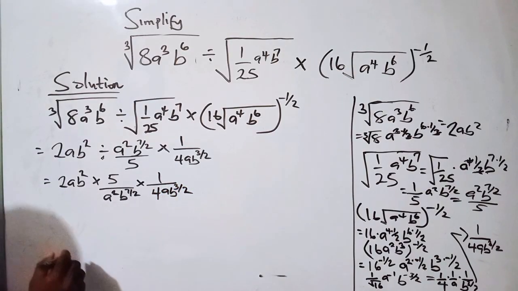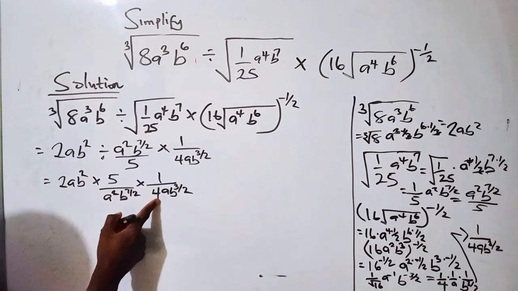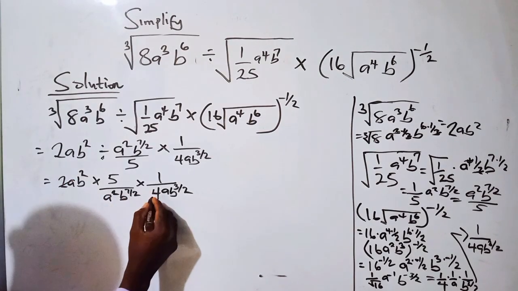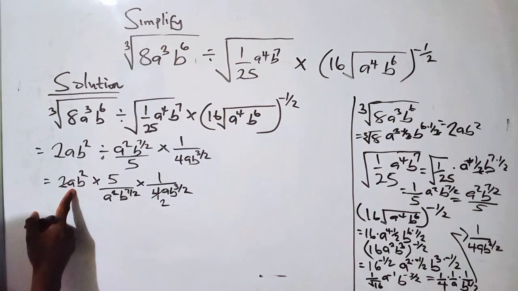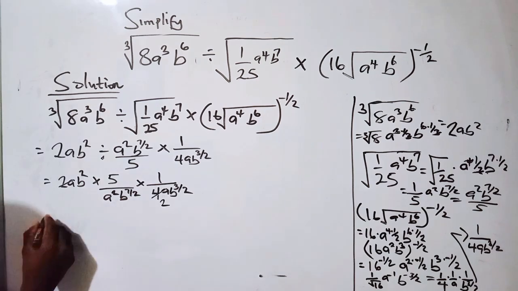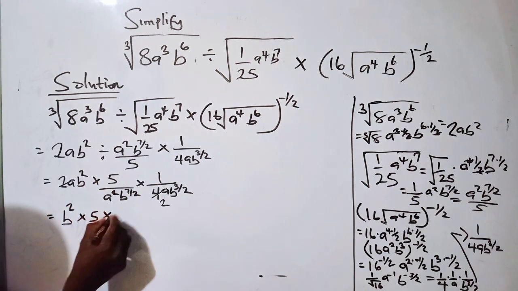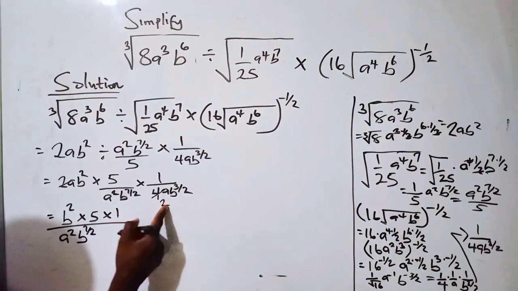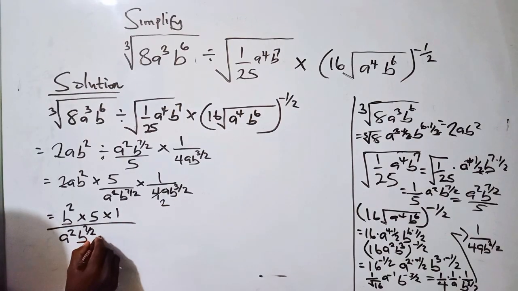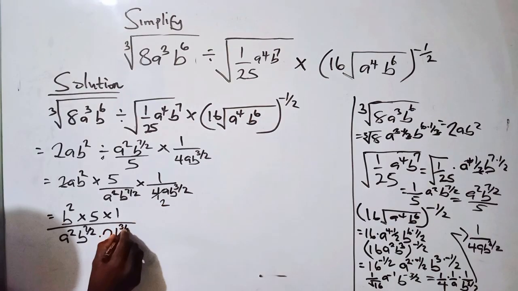So now we can simplify. So we have 2a, we have 4a, so this is how 2a is here. So we have this as 2. Now what do we have left? We have b squared at the numerator times 5 times 1 over, at the denominator we have this as a squared b raised to power 7 over 2, and we have this as times 2b raised to power 3 over 2.